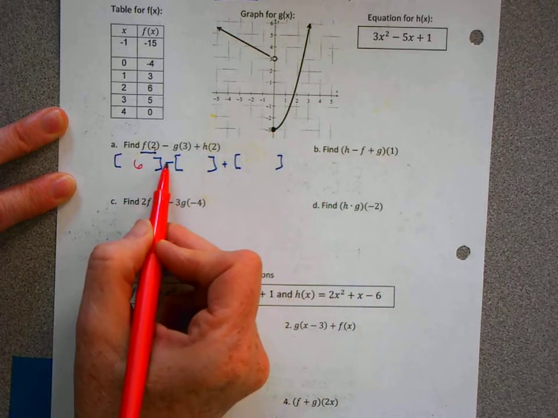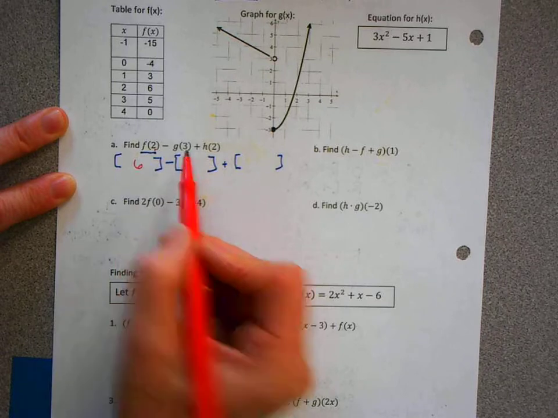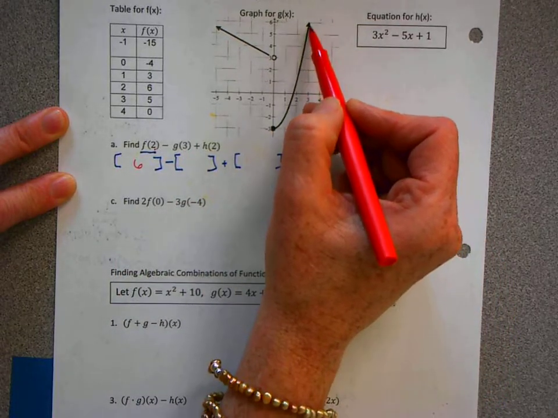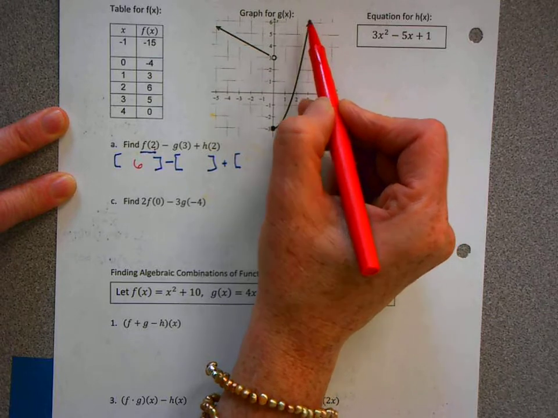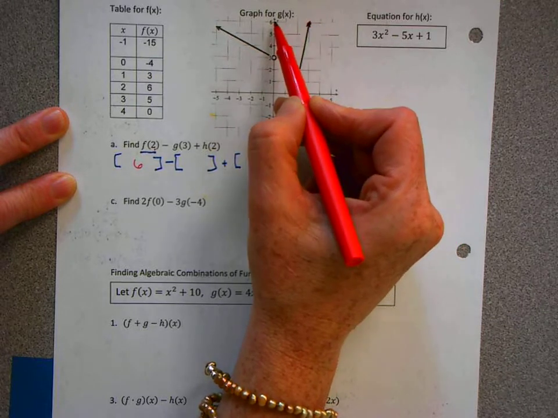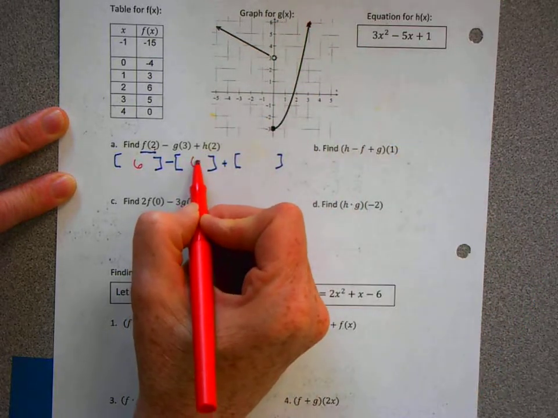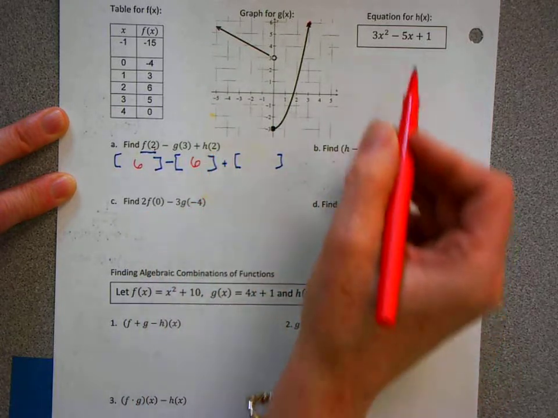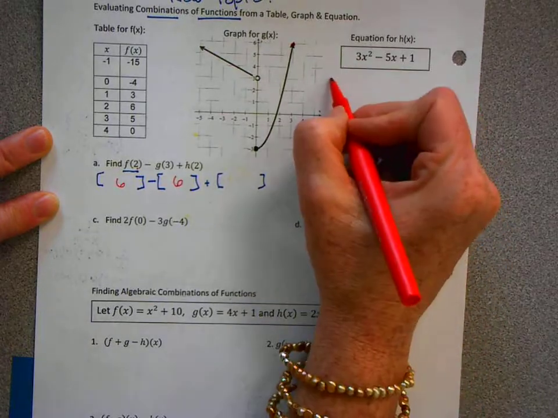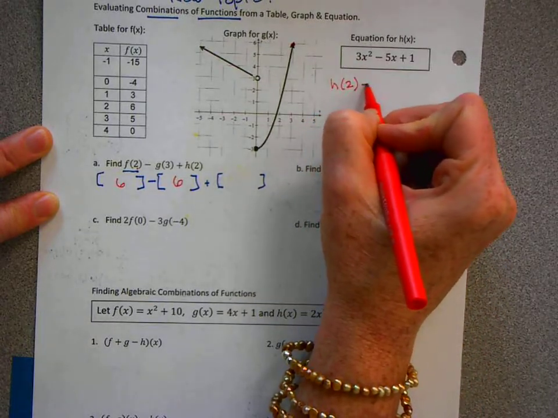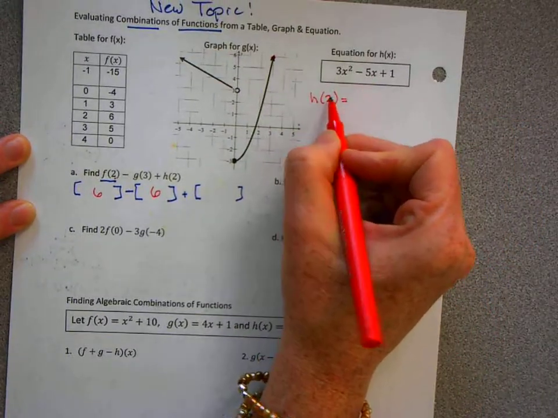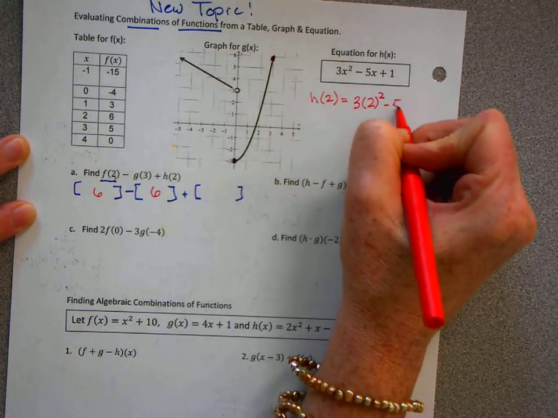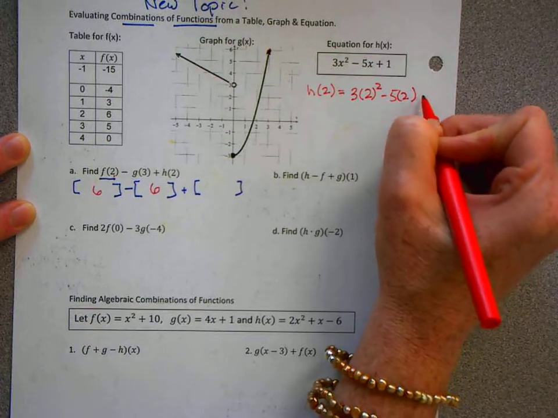Don't worry about the minus sign yet, let's just evaluate g at 3. So I look at the function, when x is 3, what is g? Well, g of 3, right here, is 6. So that's 6. Then I do h at 2. H is an equation, so h of 2, I'm going to have to do some math. When x is 2, I've got to work it out. 3 times 2 squared minus 5 times 2 plus 1.